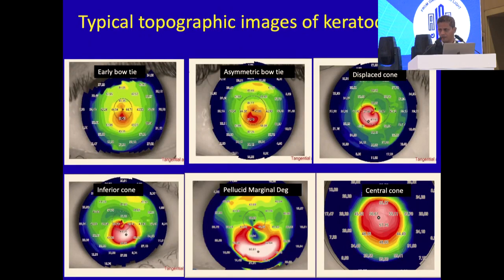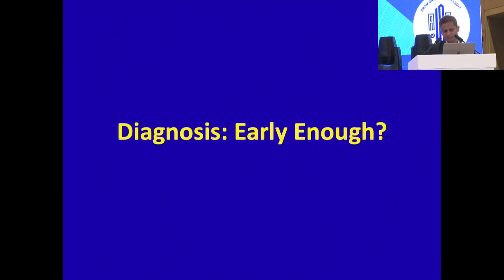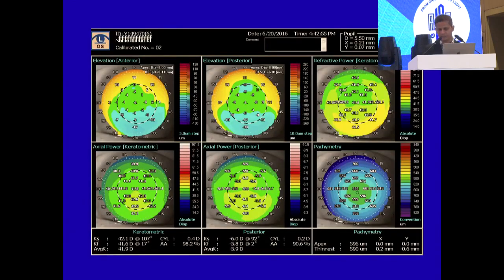You can have any number of presentations, especially if you look at the pictures from Pentacam: central cone, inferior cone, which is most common, a pellucid-like picture, or a displaced cone. But are we diagnosing them early enough?